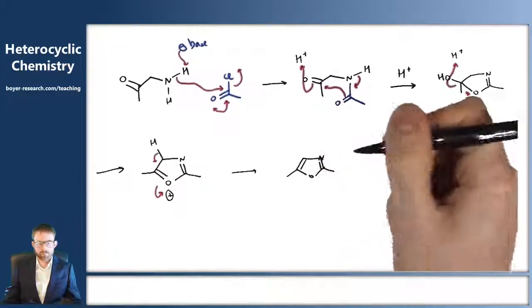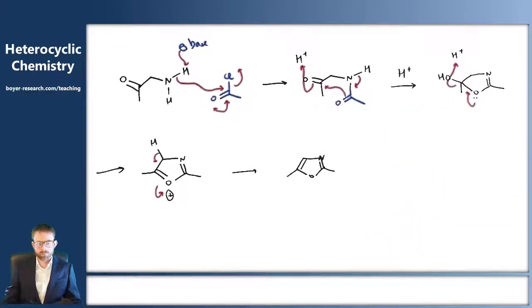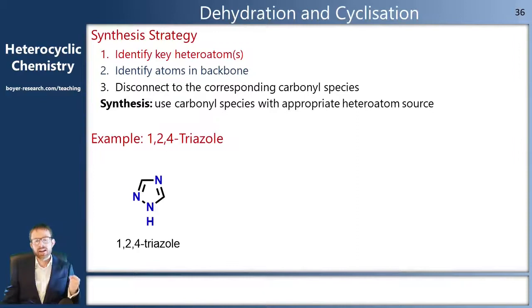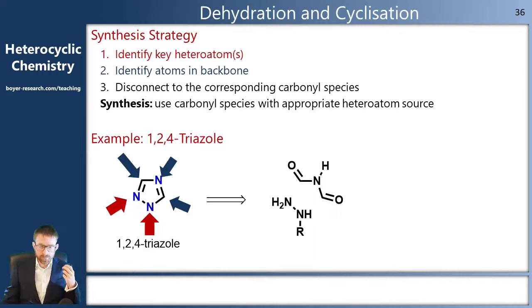We can continue this and look at the synthesis of heterocycles with 3 heteroatoms. Looking at a 1,2,4 triazole, we can choose 2 heteroatoms, and then that leaves us 3 atoms in the backbone. Again, this time there'll be 2 carbons and 1 nitrogen, so we'll have a dicarbonyl species with a nitrogen in the middle, and a hydrazone type species.